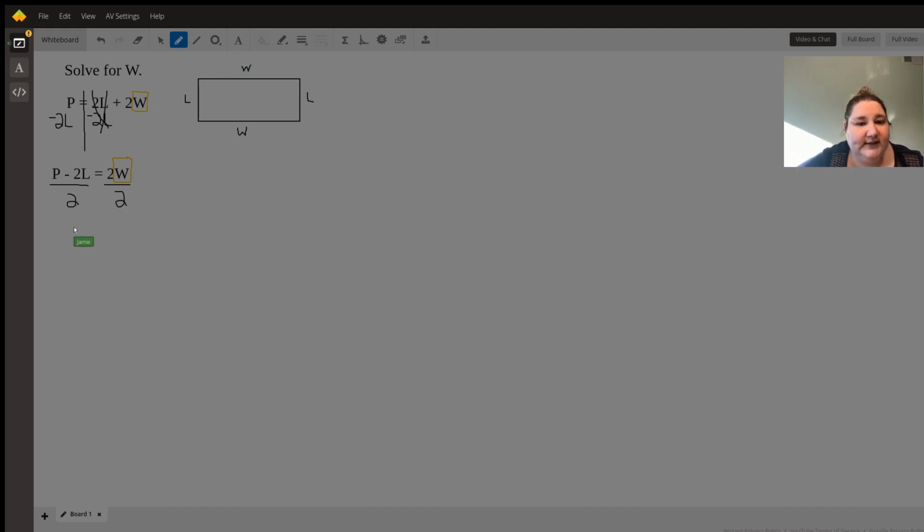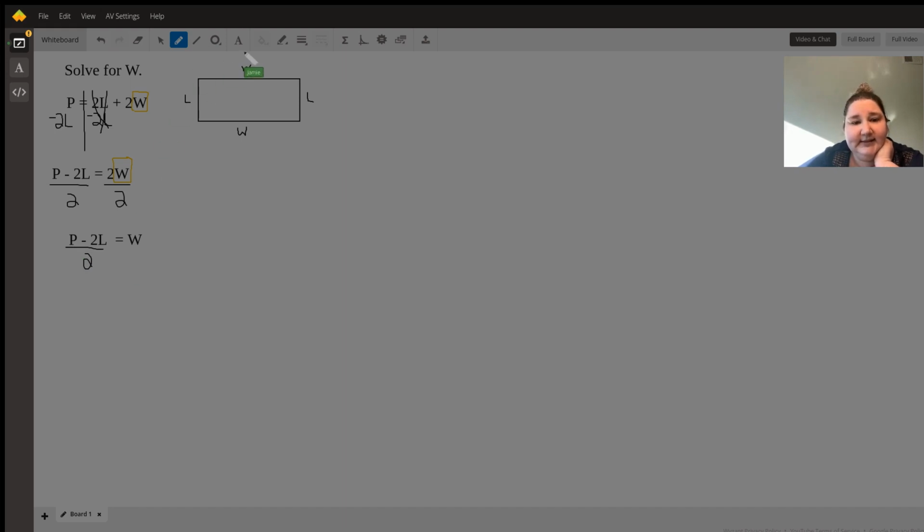Okay. What this gives us is, and I'm going to actually manually write part of this, P minus 2L, and it's going to be over 2, which I'll write in, equals W. So I said it's over 2. I'm just going to write that in to make it easier. If you wanted to, you could simplify this by dividing the P by 2 and the negative 2L divided by 2, but you don't need to. You just would have to be really careful since it's adding or subtracting here. We have to divide everything on that side by 2.